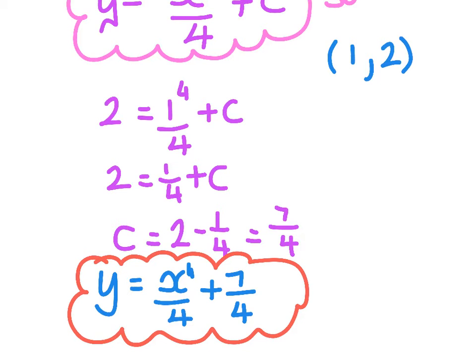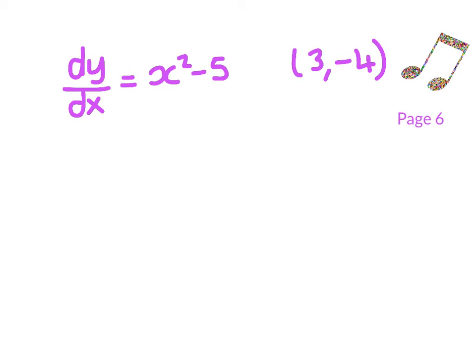Let's go right ahead and look at some of the examples from our notes. Okay, the first example on page 6, we're given the equation dy by dx is equal to x squared minus 5. We're also given the additional information that when x is 3, y is negative 4. So I'm going to integrate this to get my general solution, and I'm going to be substituting in the 3 and the negative 4 to calculate c, so that I can then have a particular solution.